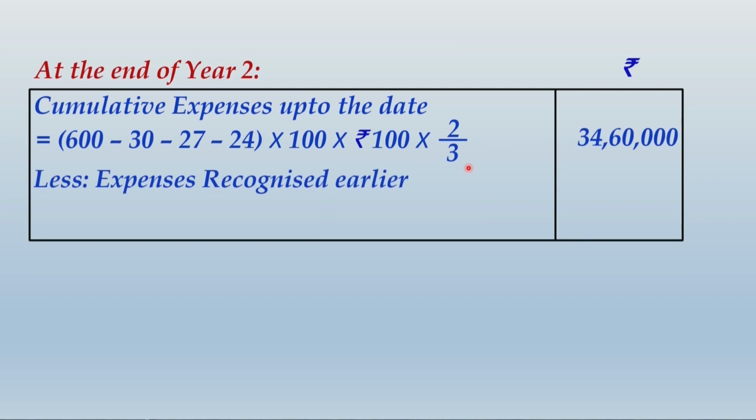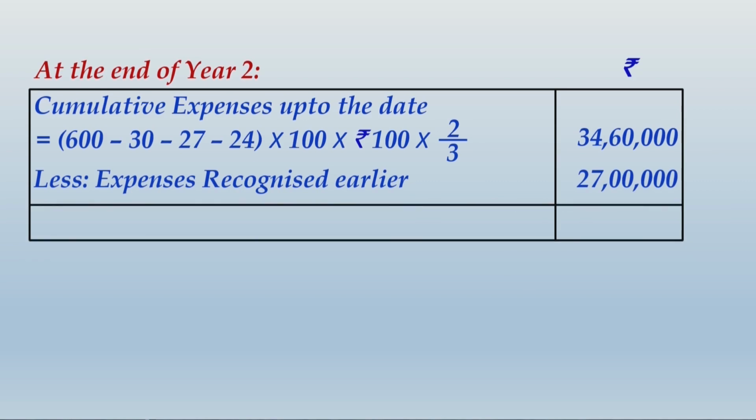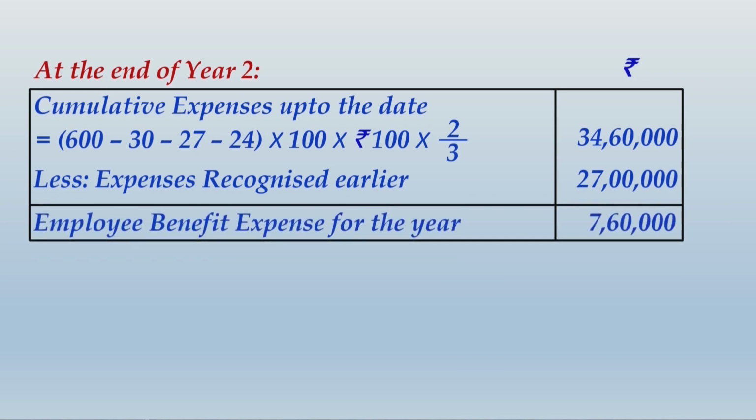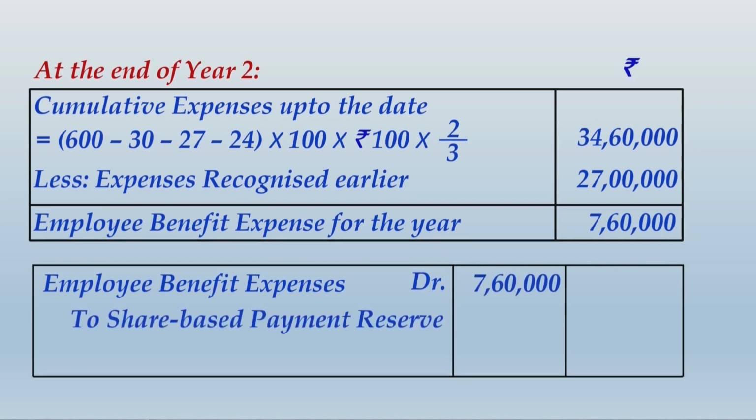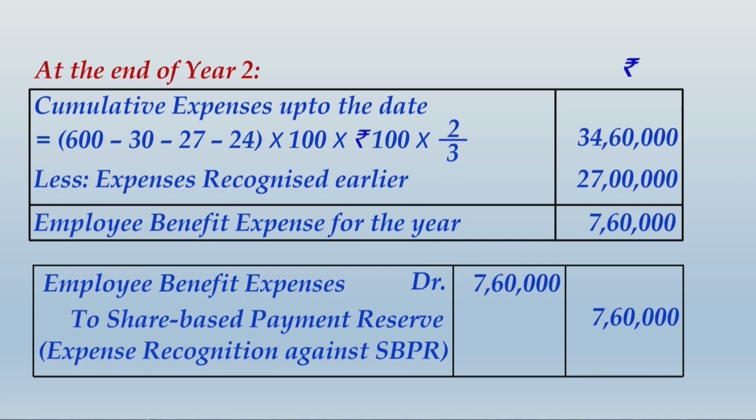And from that you subtract the expenses recognized earlier, that is 27 lakhs. So the incremental amount of expense that you have to recognize in the second year will be just the difference between these two, that is rupees 7,60,000, by which you will pass this accounting entry, employee benefit expenses debit 7,60,000 to share based payment reserve, same amount 7,60,000. So friends, please take note of these calculations and accounting entry, and then we shall move ahead.